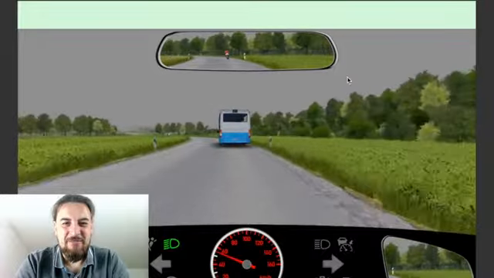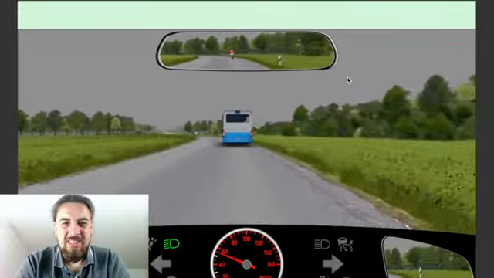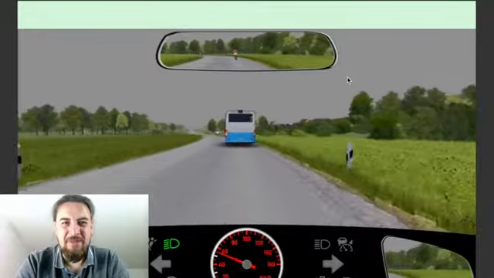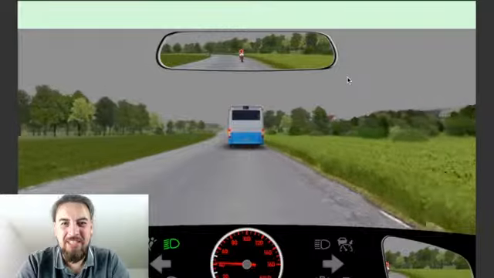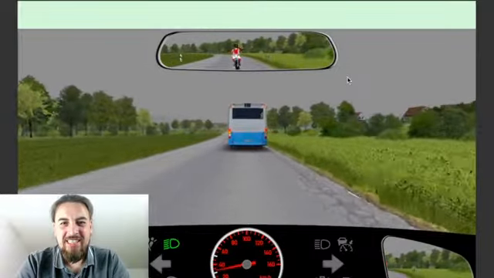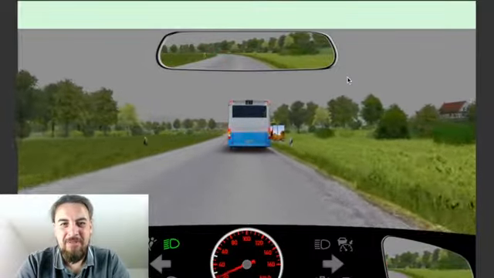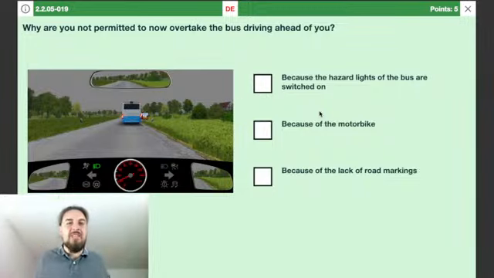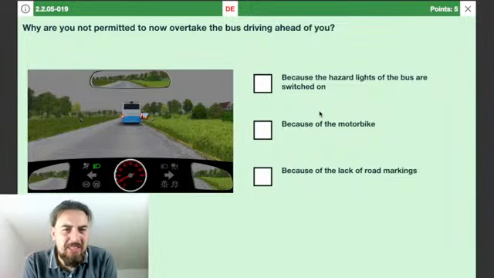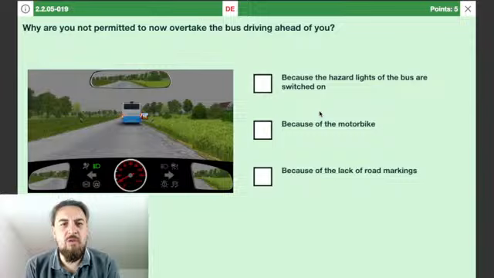All right, we are driving now. Oh, that's a tricky one, I remember. We are driving outside the village. Check out the bus. He's putting on the emergency lights and he's getting slower for the bus stop. And the motorcycle was overtaking us. I don't know if you saw it. Let's go to the question. Why are you not permitted to now overtake the bus driving ahead of you?